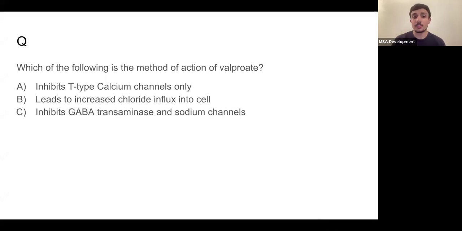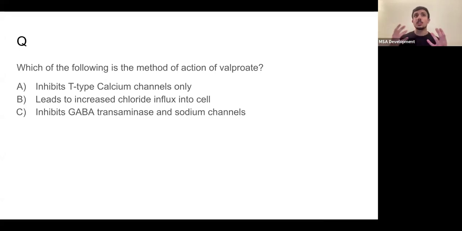So which of the following, so you can pause now. Okay, which of the following is a method of action of valproate? So valproate is one of the anti-epileptics, okay? Now, you want to remember in general, what do anti-epileptics want to do? They want to decrease the action potential that's occurring in the neurons, okay? Because the more action potentials you have, that's like the pathophysiology of seizures, okay? A lot of action potential.